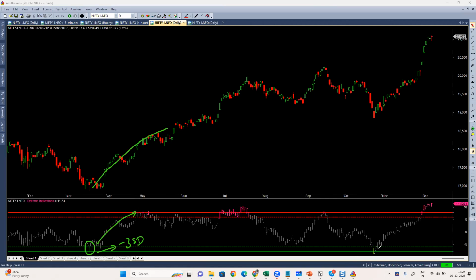Likewise, very recently, it happened on October 26, exactly at the bottom it happened. Right? Before a trend reversal is about to happen, we had this kind of indications.